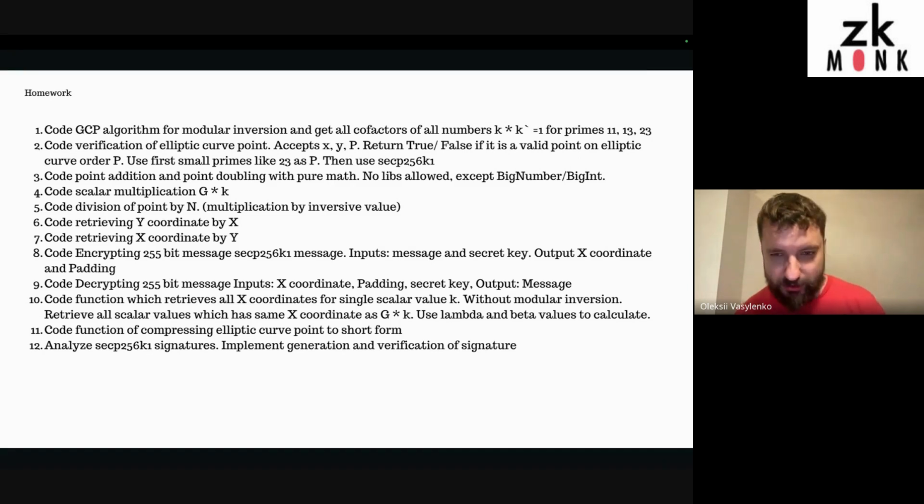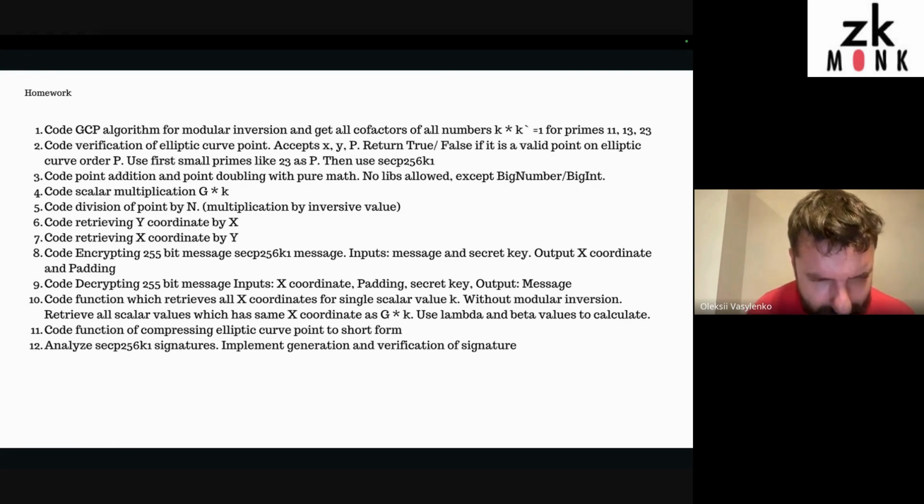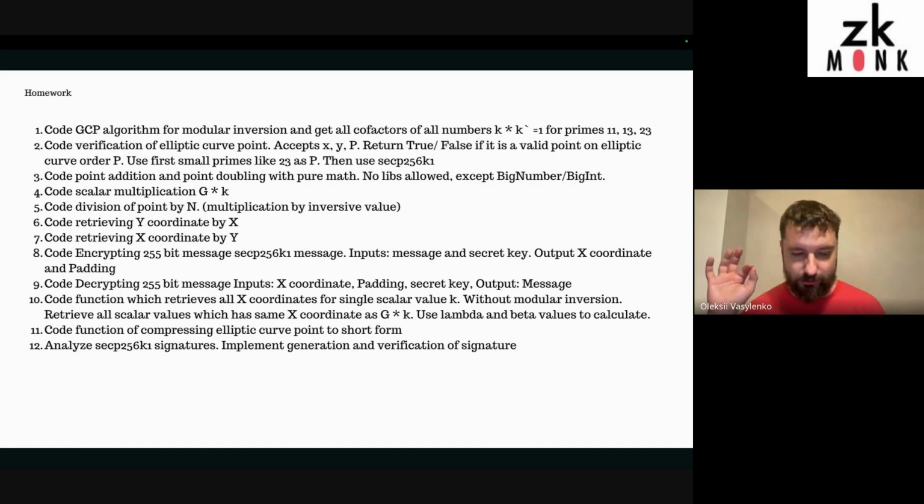Next task, encryption and decryption using the elliptic curve algorithm I described just a couple of minutes ago. Code a function which retrieves all x coordinates for a single scalar value key. This is related to endomorphism. The trick here is not to use modular inversion. So you have a point, you have a scalar value, and you need to return all possible points, like 5 more points and 5 more scalar values, without using modular inversion. This will really give you a deep understanding of how the elliptic curve works.